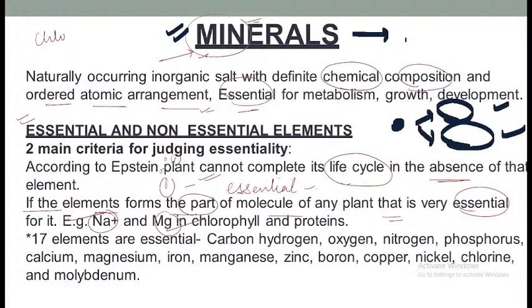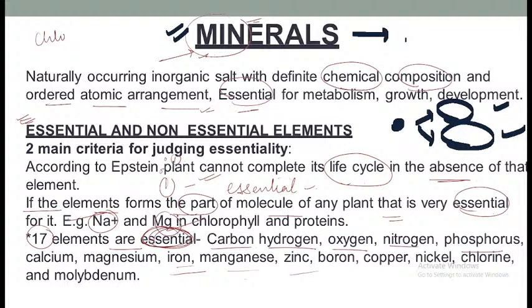Out of the complete pool of the elements that we have, there are 17 in total that are essential in nature. What are these? First one is carbon, then you have hydrogen, oxygen, nitrogen, phosphorus, calcium, magnesium, iron, manganese, and all of these are written in the slide. So from this particular slide you can take up the major essentiality, and this has been asked in the examination once, if I remember.